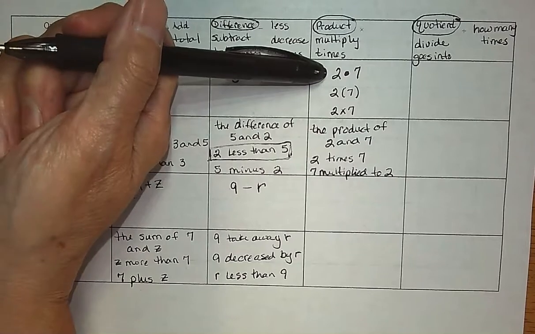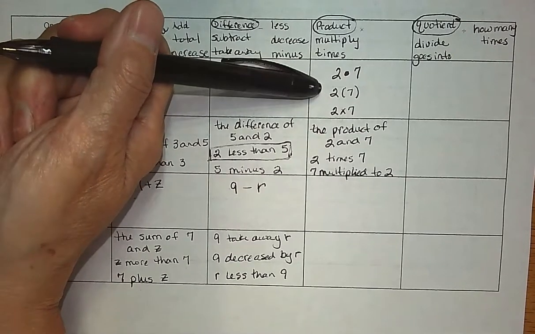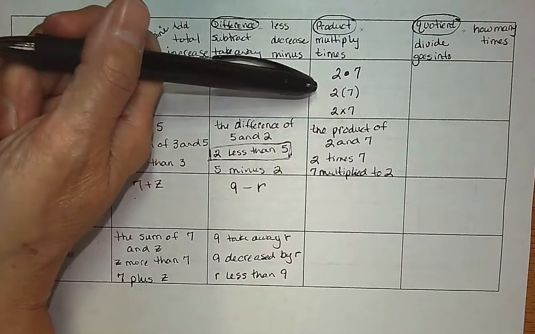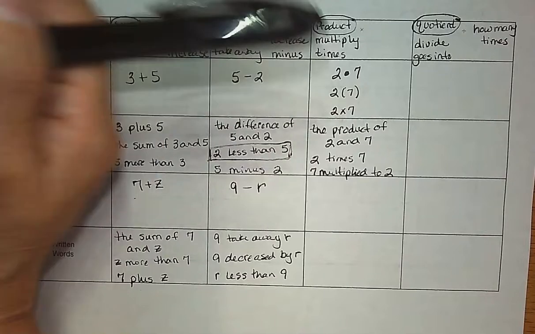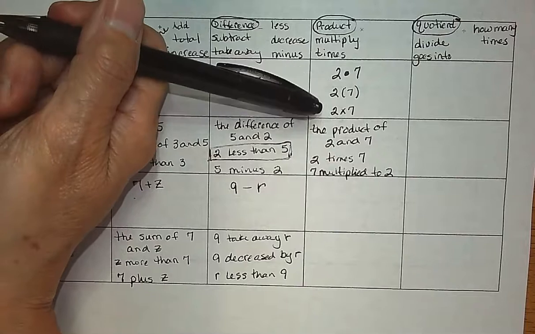So this is just 2 times 7. This is another way you might see 2 times 7. If you see a 2 and then a number in parentheses, that means 2 times 7. And then finally what we're used to, the 2 times 7 here. So again, 3 different ways to see 2 times 7.